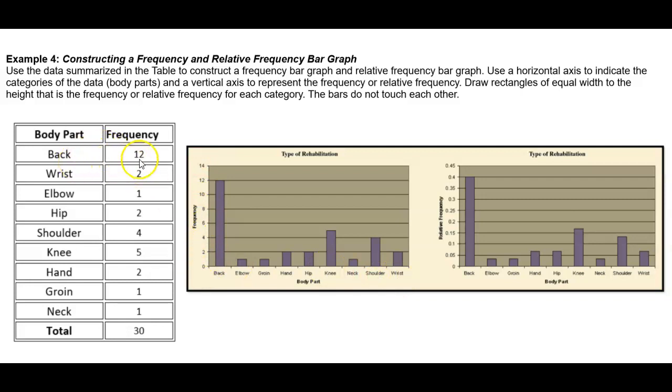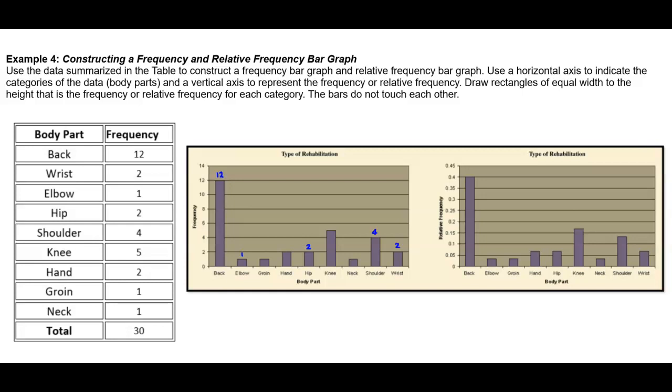So if we take a look at back, we have a frequency of 12. So you see where back is, and we can see that this represents our frequency of 12. For the wrist we have 2, so if we go to the far right over here, you can see that it goes all the way up to 2. For elbow, it goes to 1. The hip goes to 2, so that represents our 2. The shoulder goes up to 4, so you can see how that matches all the way up to 4 here.